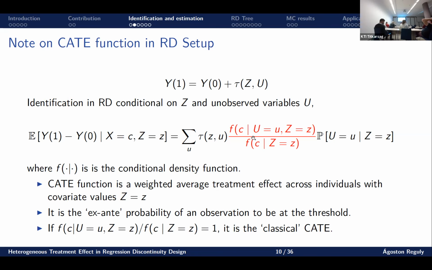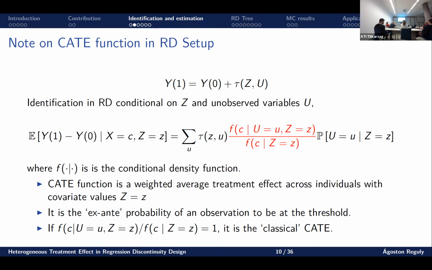What is this element? Actually, this is the ex ante probability of you having characteristics u and z, and you are going to be around the cutoff value, or actually at the cutoff value. So basically, what I'm asking is, okay, you have these characteristics. For example, you are a young Romanian male student in Kolozsvár. What's the probability of you getting around the threshold value where you get admitted or just not admitted to the better school? Actually, this fraction is going to give this ex ante probability.